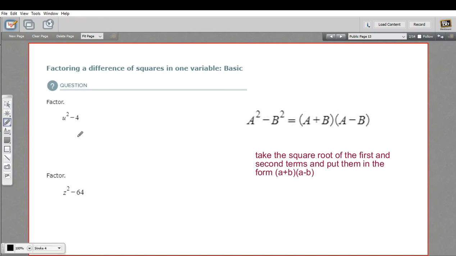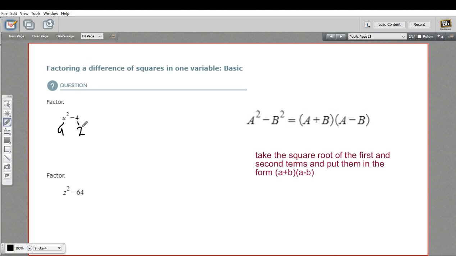In these problems, we are factoring something called a difference of squares. And a difference of squares is just two things that you could take the square root of with a minus sign in between. So in this case, we have u squared and 4. The square root of u squared is u, and the square root of 4 is 2.